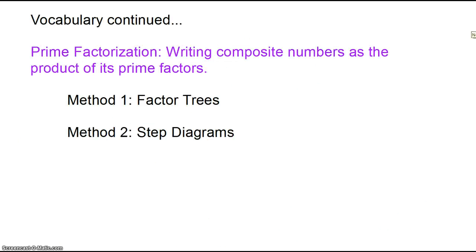Alright, we have one more vocabulary word on your blue note sheet, and it is called prime factorization. Prime factorization is writing composite numbers as the product of its prime factors. Remember, product is multiplication. The first way you could do this is a factor tree, and the second way is a step diagram. Some of you will remember these from last year. I personally like factor trees better. I think step diagrams can get a little confusing, but I will show you both ways.